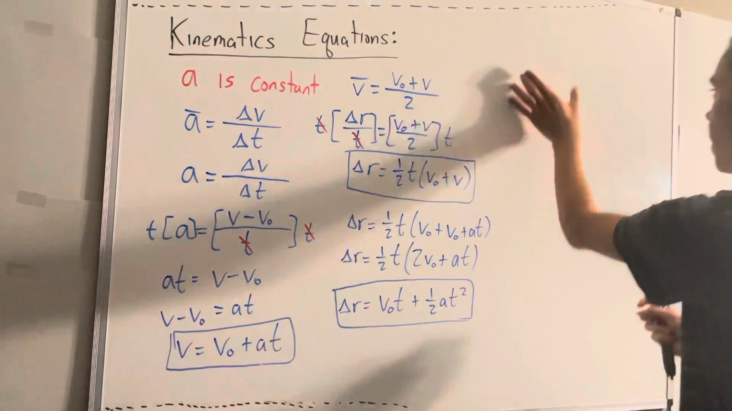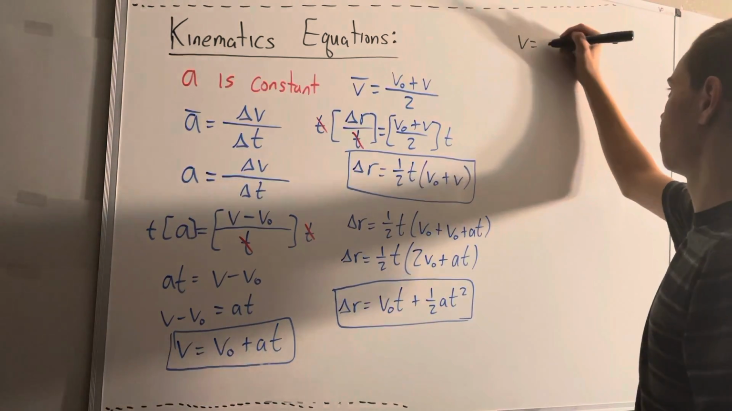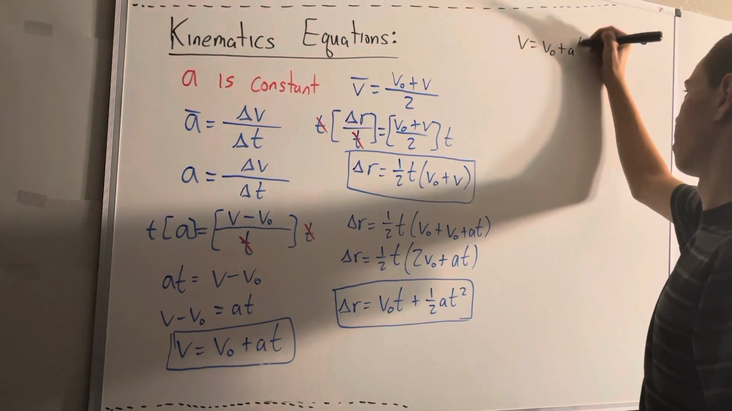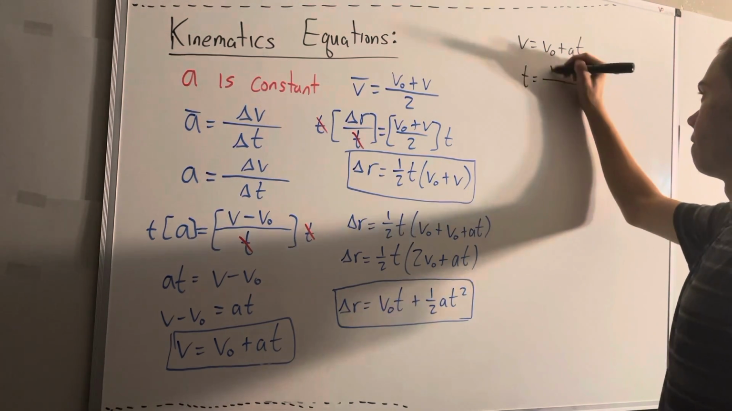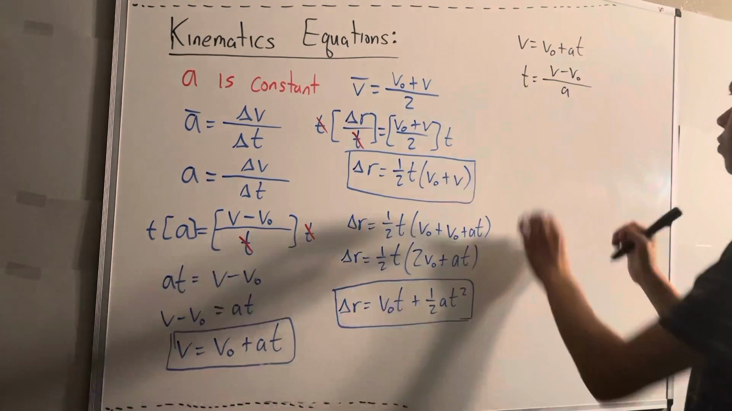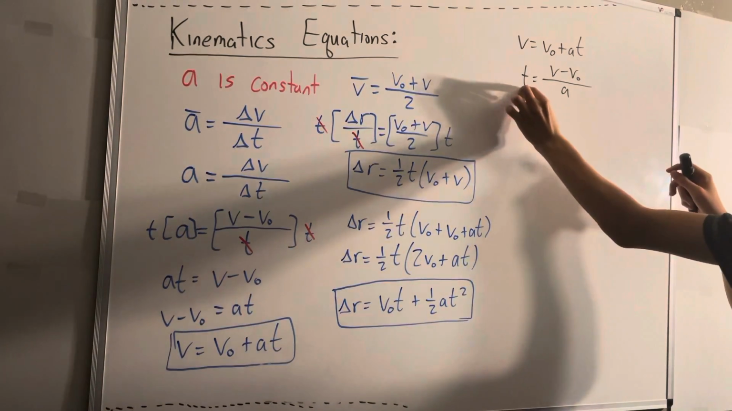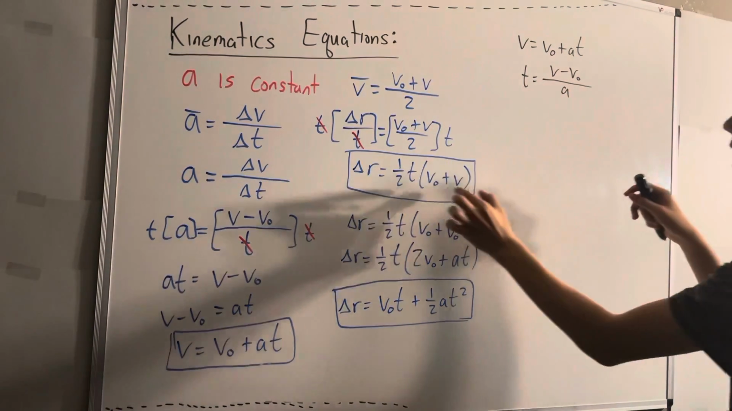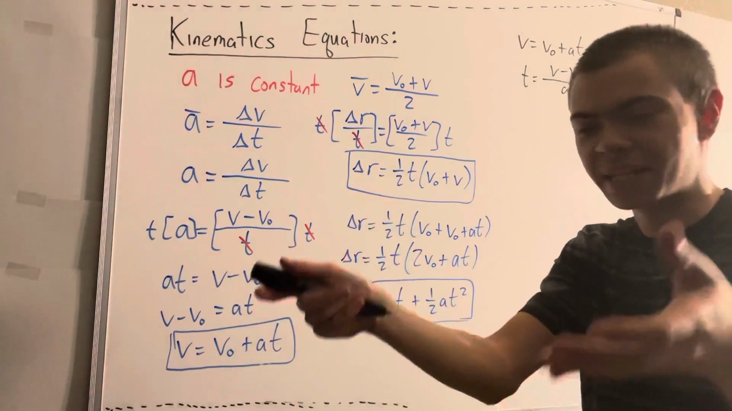So I'm just going to rewrite this kinematics equation up at the top right here. So v equals v sub 0 plus at. We're just going to solve for t. If we were to solve for t, we would get v minus v sub 0 over a. What if we just substitute this in for time in this equation? We would get a kinematics equation that doesn't contain time in it.